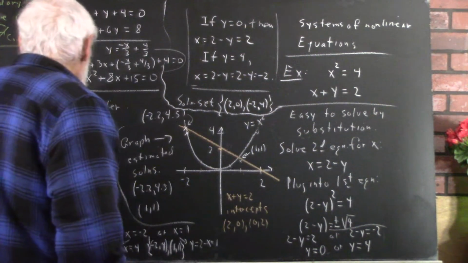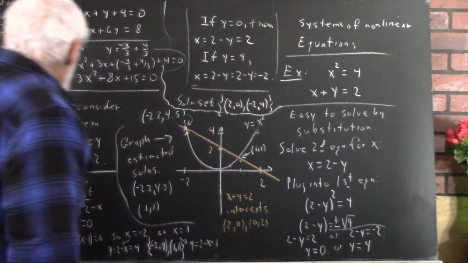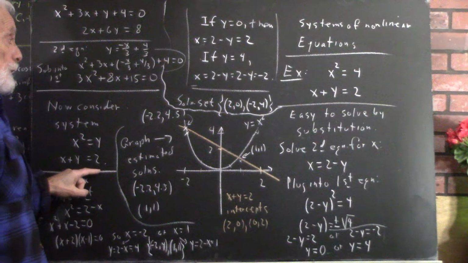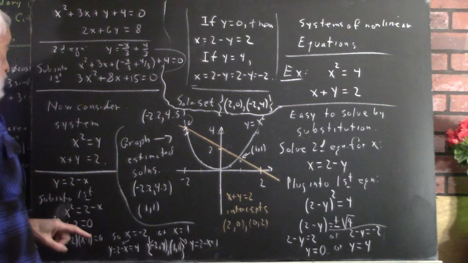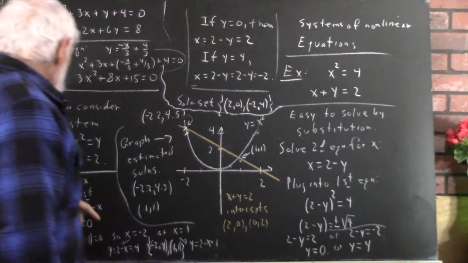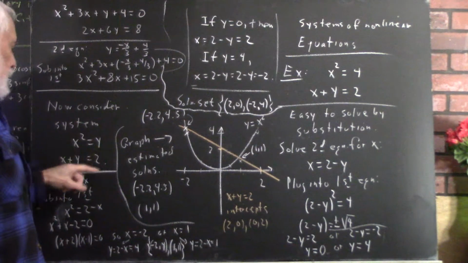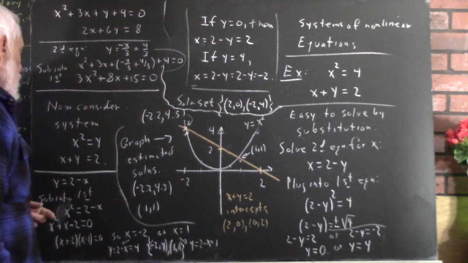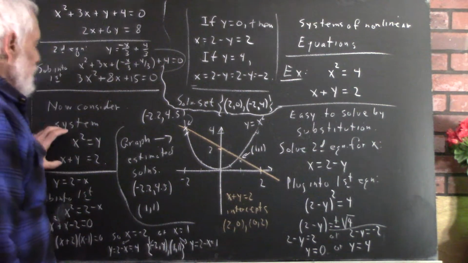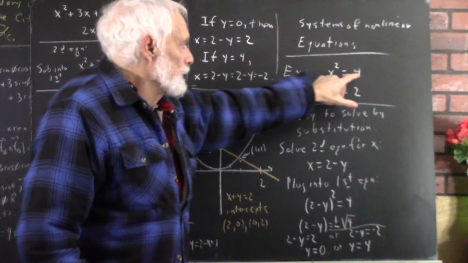Okay, well, let's go to another system. The system x squared equals y, x plus y equals 2. Once more, this system is just the same as the previous system, except it's x squared equals y.